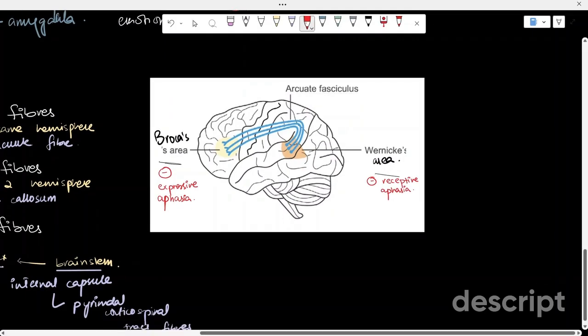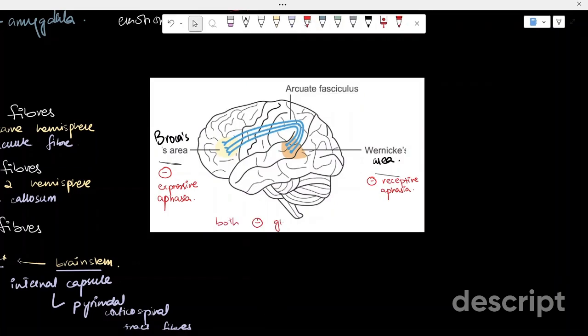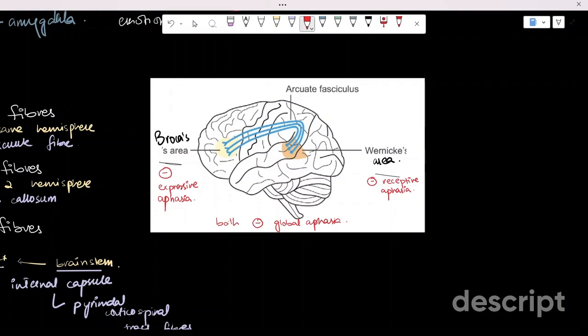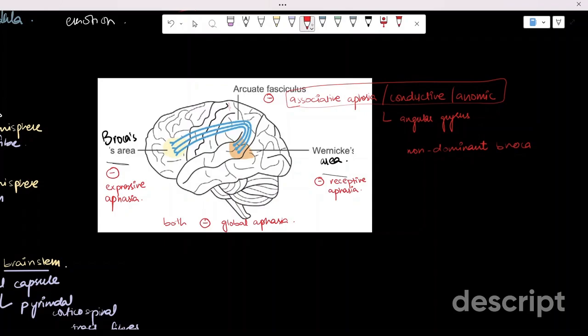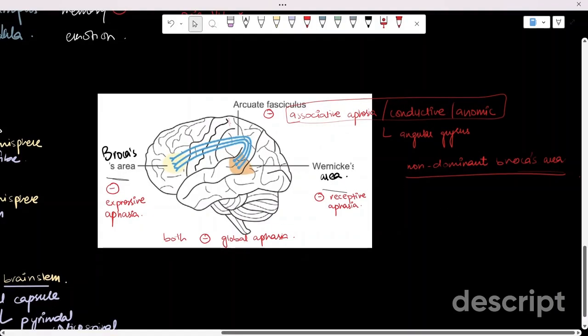Now, if there is a lesion in both Broca's area and Wernicke's area, it is known as global aphasia. The person is not able to receive or express. So, a lesion involving the arcuate fasciculus is known as associative aphasia. It is also known as conduction or anomic aphasia. This kind of aphasia also occurs when there is a lesion of the angular gyrus or in the non-dominant Broca's area. So this was all about aphasia, and this is a very high yield topic.